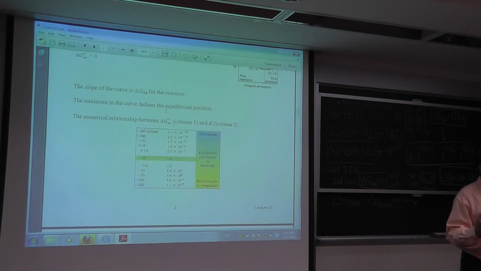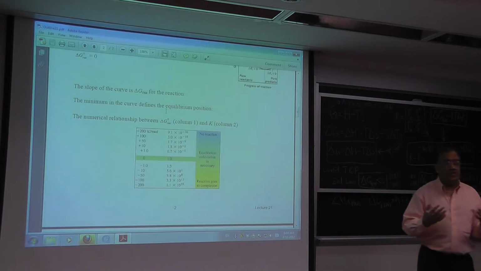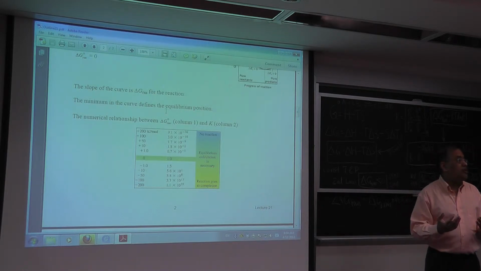But that doesn't tell you anything about the rate of the reaction. That's something we're going to talk about later in the semester when we talk about chemical kinetics, which tells us how fast the reaction occurs. So a reaction can be very, very thermodynamically favored, but it can occur very, very slowly.